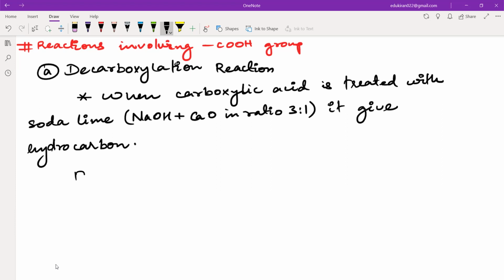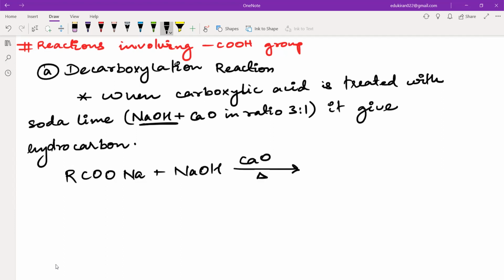So what happens? You have R-COOH and NaOH. If NaOH is there, then obviously the carboxylic acid will be converted to the salt, that is R-COONa. And because NaOH is already present, there will be many NaOH molecules, and it is happening in the presence of CaO, calcium oxide, and some heat.